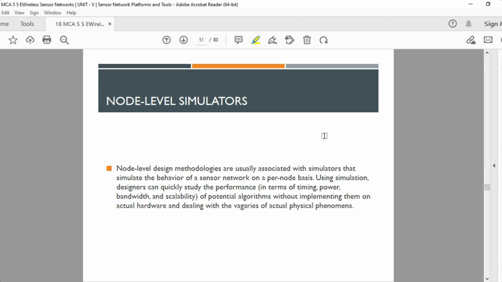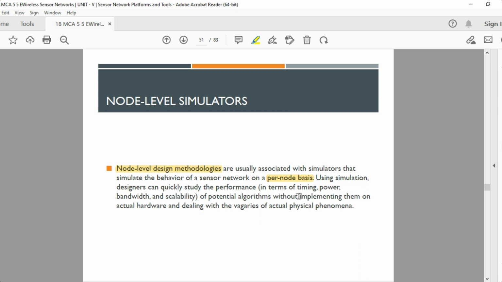Let me share something regarding node level simulators. Actually speaking, the node level design methodology will be associated with some simulator but on a per node basis. So, whenever we go for simulation, the designer has to check a study of the performance.